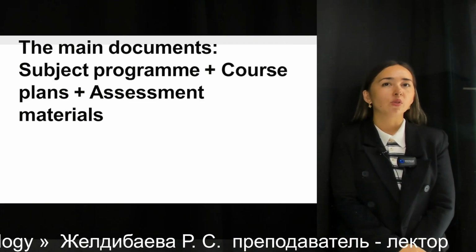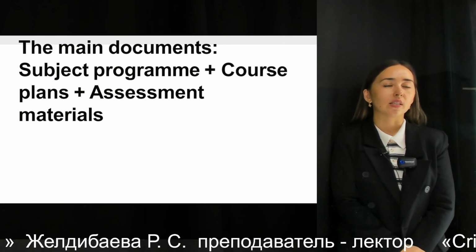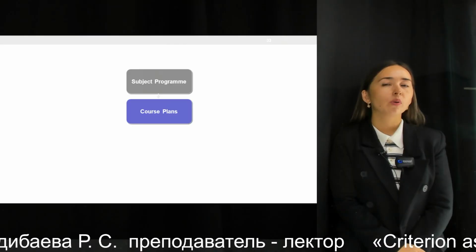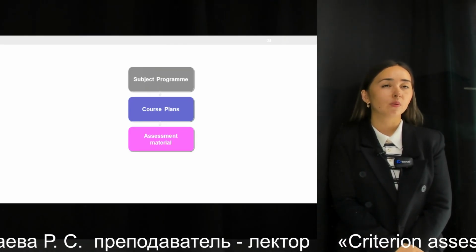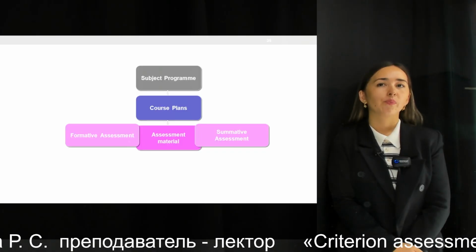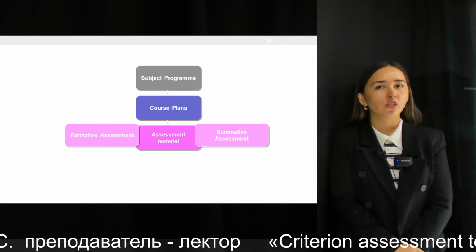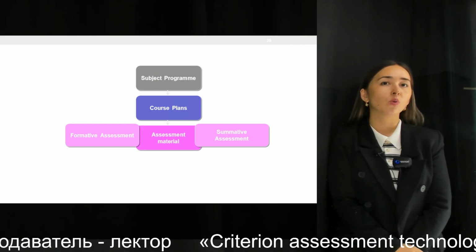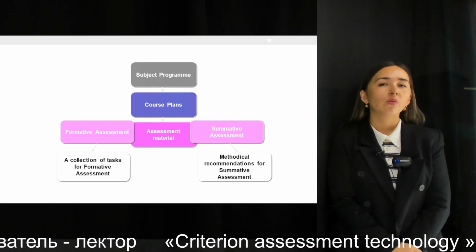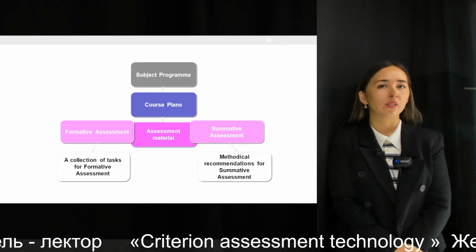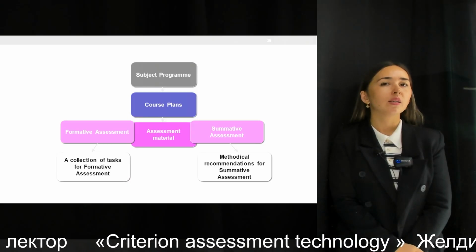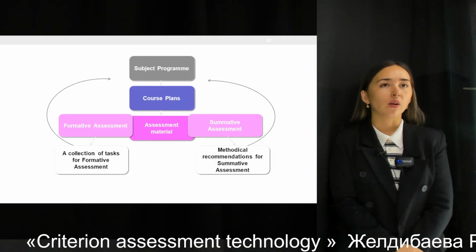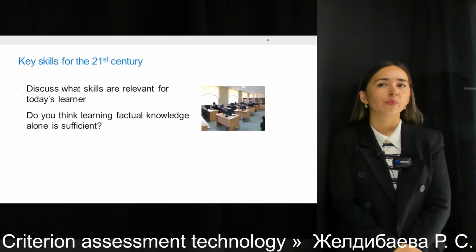Here we'll consider the subject program, course plan, and of course assessment materials. Initially we create the subject program and then course plans. Then assessment material appears. As we know from our previous lectures, assessment material has two modules. The first one is formative assessment, the second one is summative assessment. Formative assessment is a collection of tasks for formative assessment, and summative assessment is methodological recommendations for summative assessment. They are all closely connected with each other.